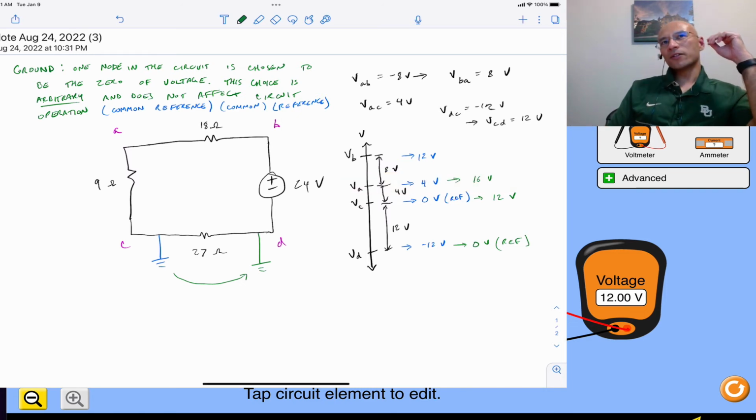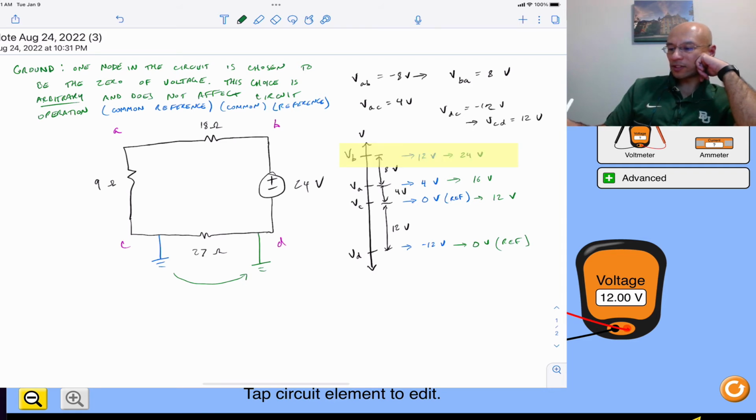And again, it's not like there's an actual property in the circuit that's being changed. The voltage at a single point is all referenced to one common place, the reference or the ground. And then finally, this is 24 volts here. Again, the choice of ground is totally arbitrary. You can pick whatever node you want, and it does not affect circuit operation. We call the ground the common reference, or the common, or the reference.